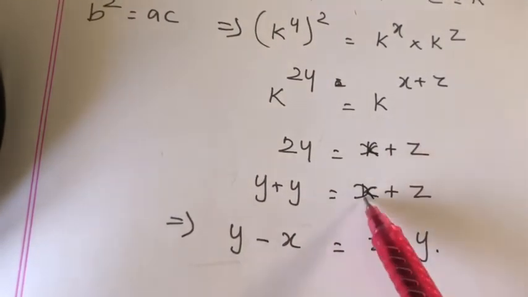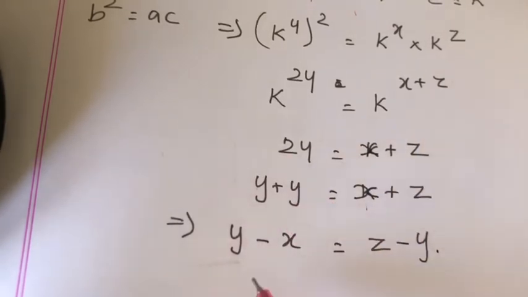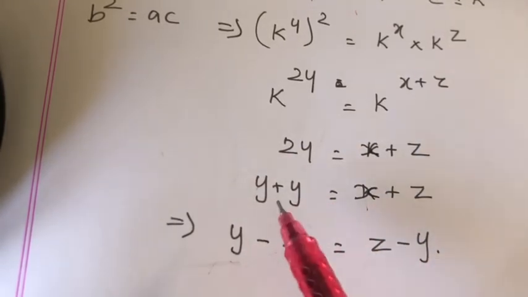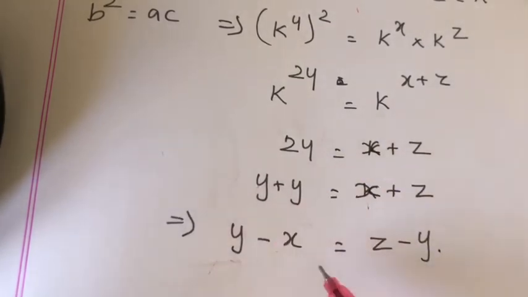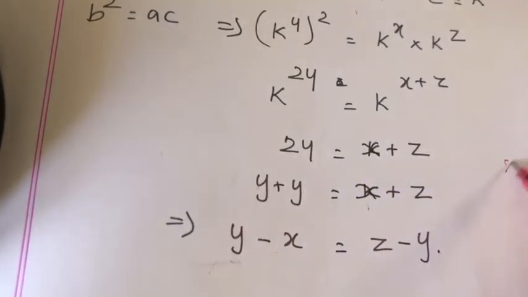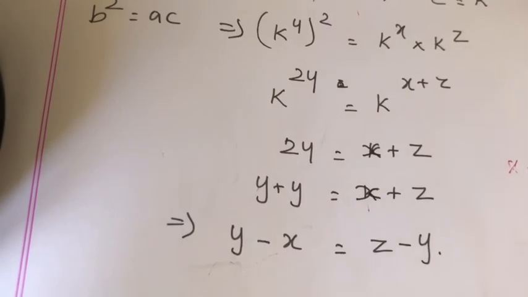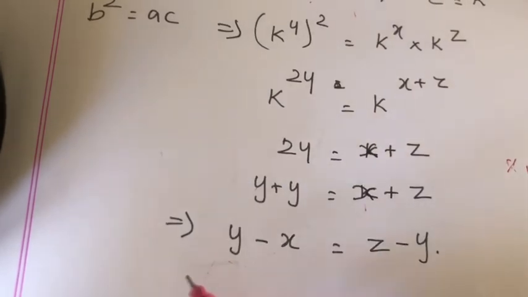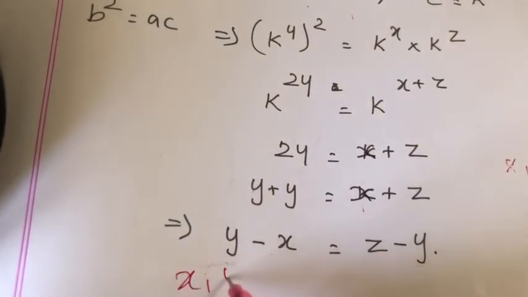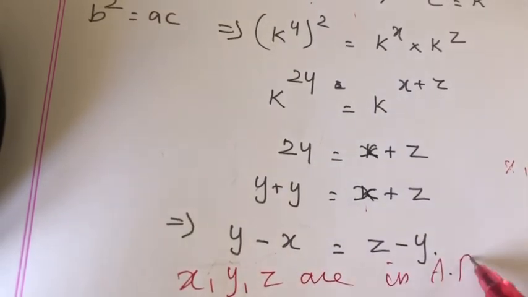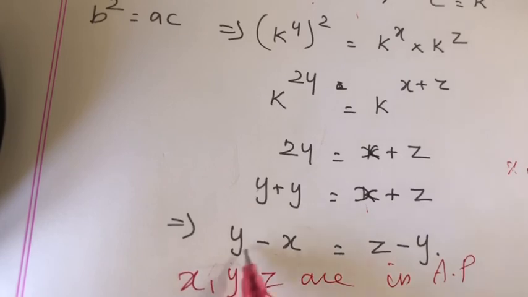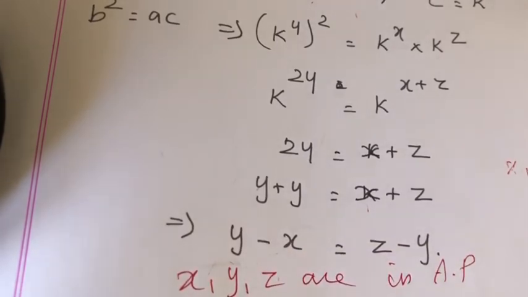That is, to prove the common difference between the terms, we can split like this. So, x, y, z are the three terms. Now, we can tell that the three terms x, y and z are in arithmetic progression, because the common difference between y minus x and z minus y is equal.